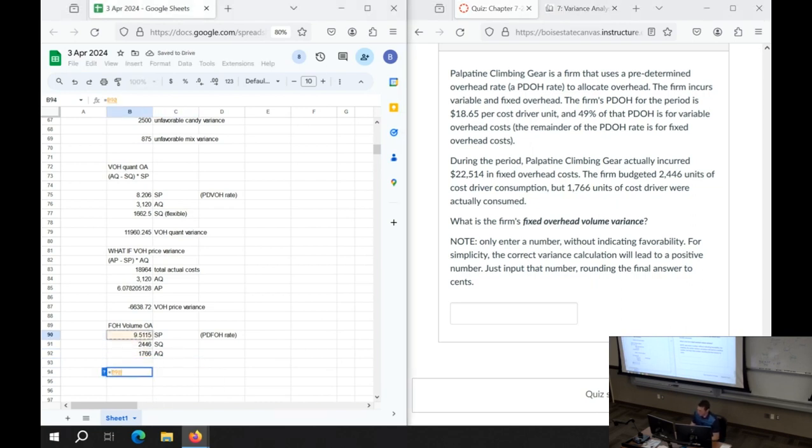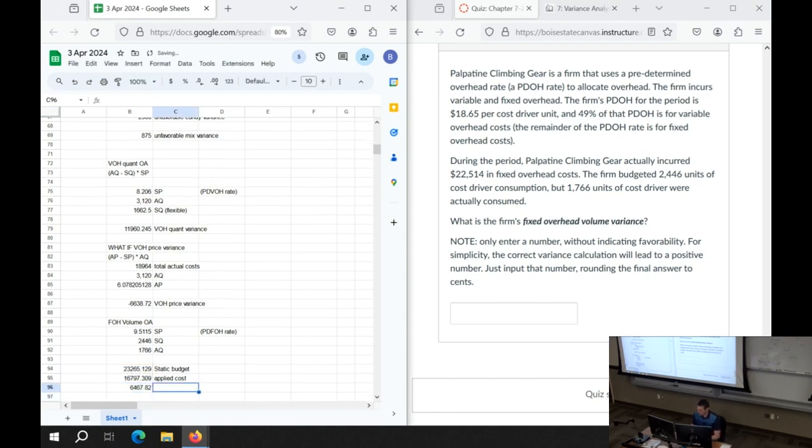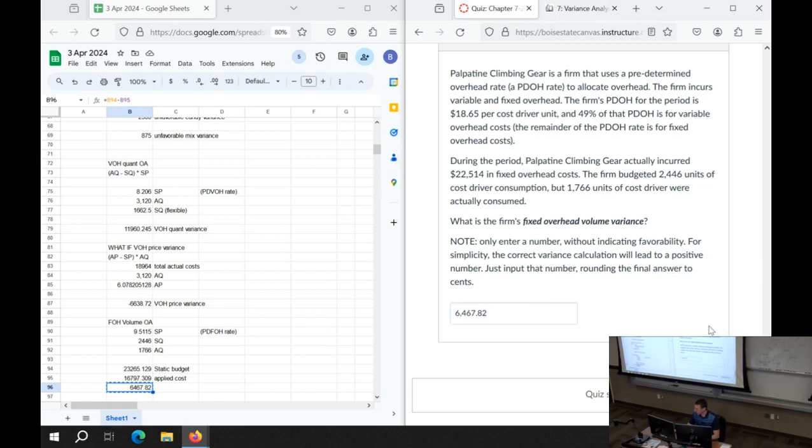So we can create the squares. Usually I use the equation, but we can just create the squares. This is the static budget amount. We would have budgeted $23,265 and change on the static budget for fixed overhead costs. And we would have applied $16,797 and change here. So we can now subtract these two, and we get 6467.82 as our volume variance.